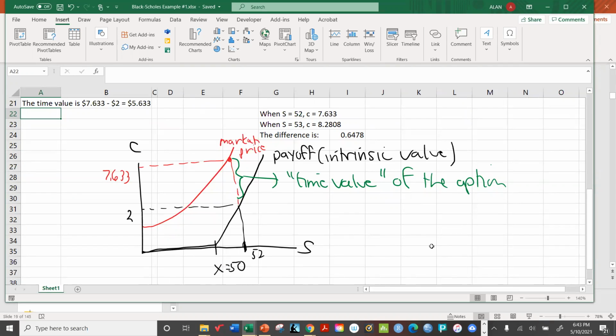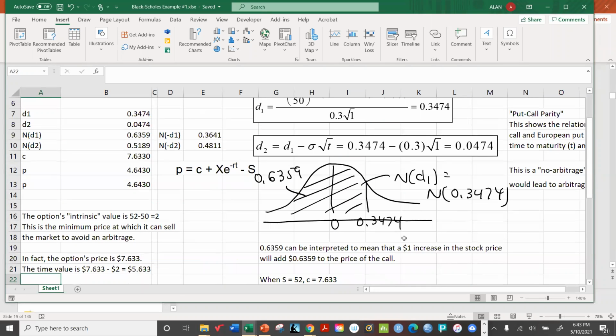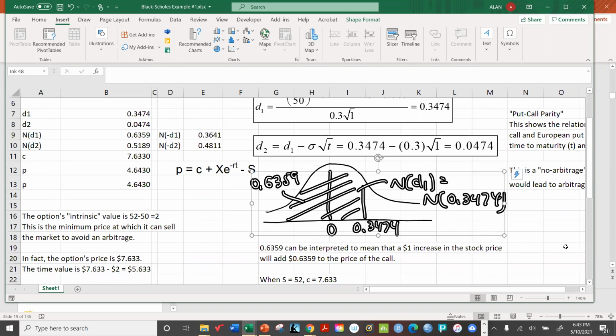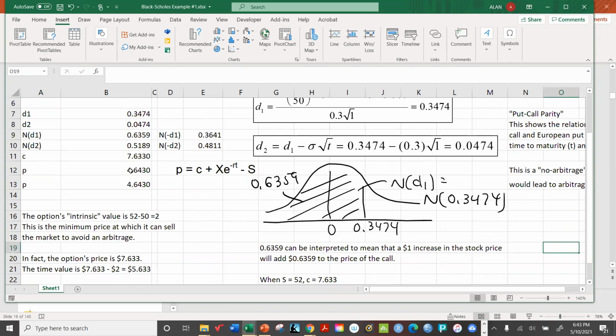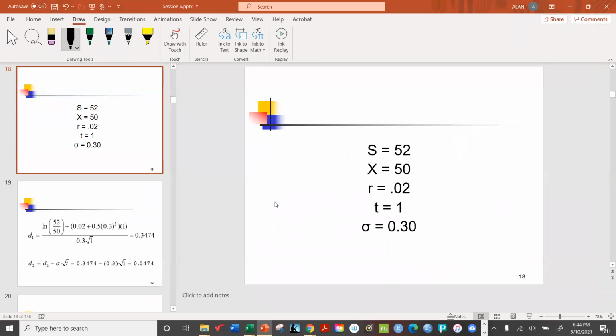All right, so that was our first Black-Scholes result. And what we need to do now is come up with the equivalent put price. In other words, I would like to know how much a put would cost that has the same strike, the same asset, and the same time to maturity.